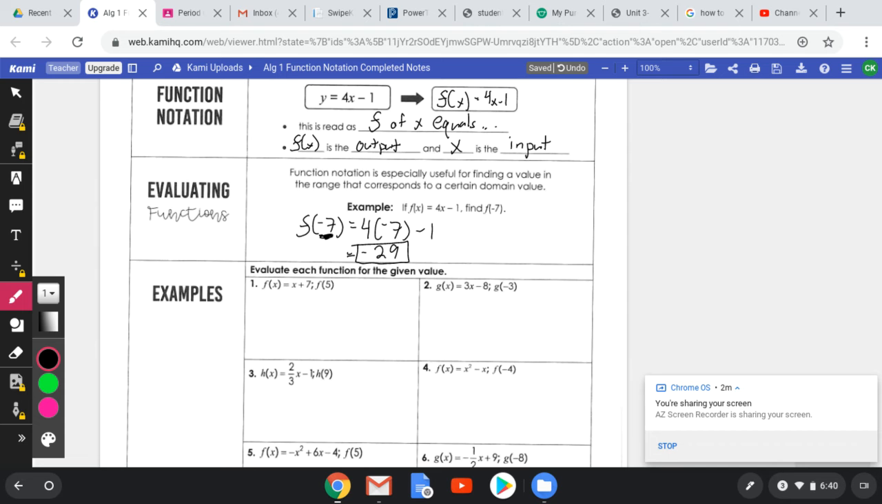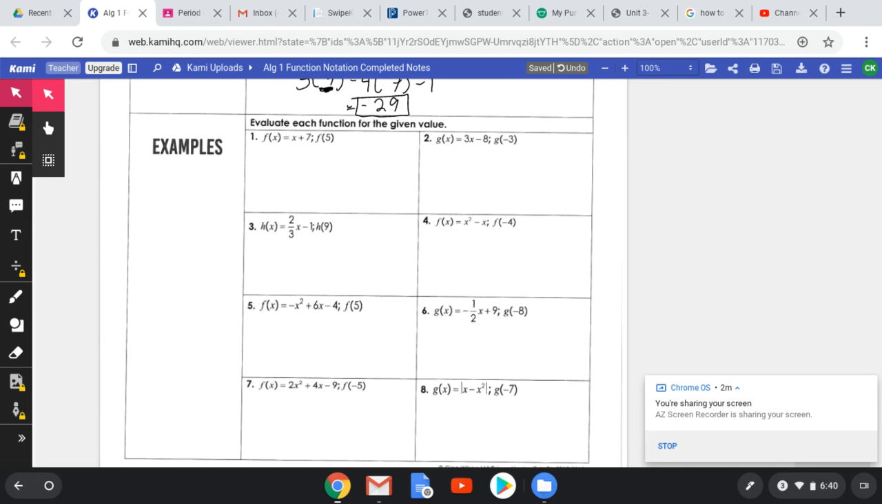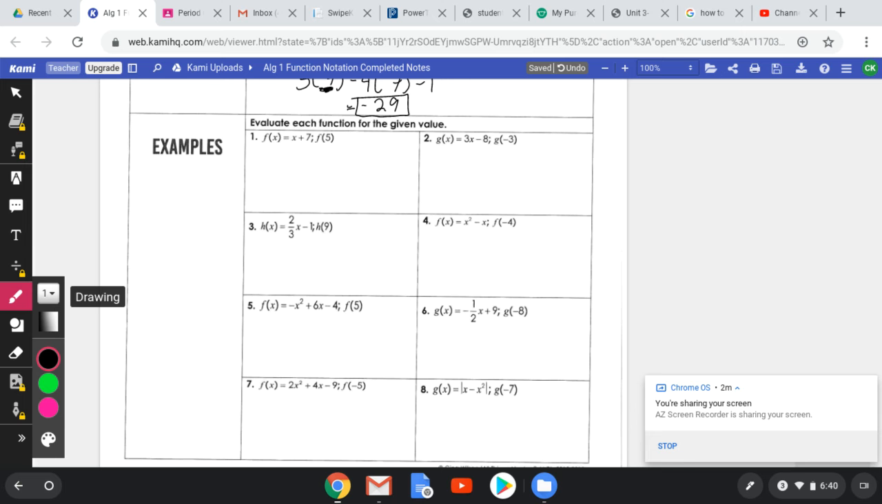So let's look at a few examples here. If I look at number 1, f of x equals x plus 7, find f of 5. All that means is that everywhere I see an x, I'm going to plug in 5. So x plus 7 becomes 5 plus 7, which gives me 12.